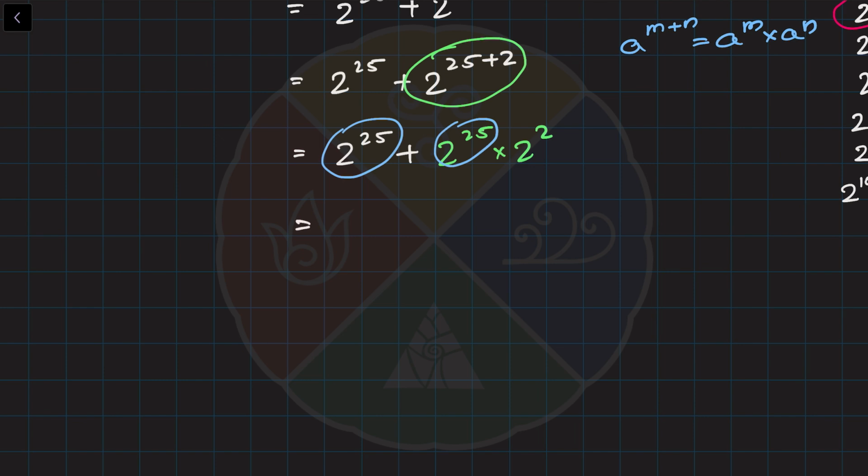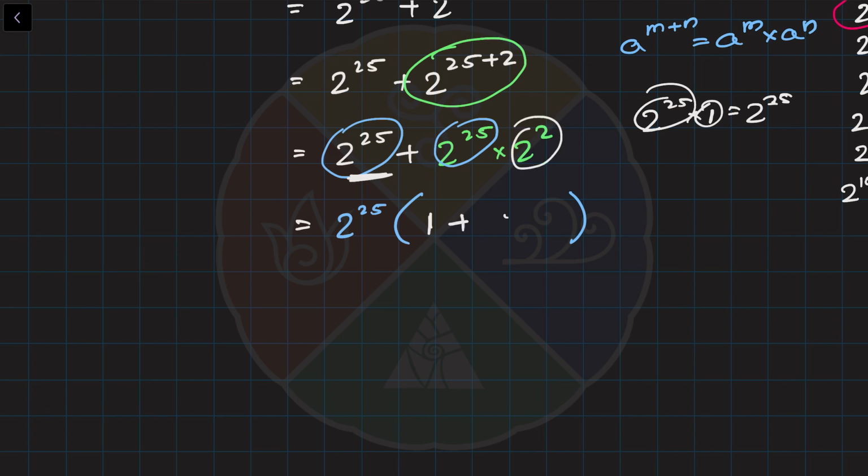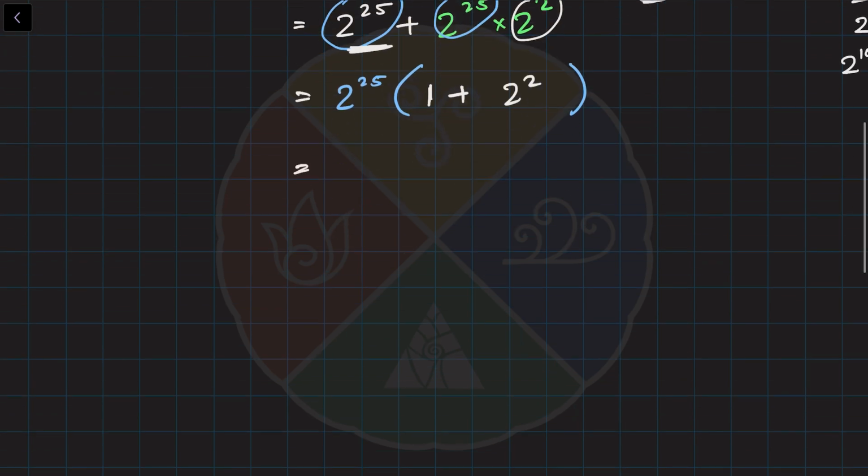And then you will be getting 2 raised to 25 into, see here, this is actually not 2 raised to 25 into 0, it is 2 raised to 25 into 1, because any number could be written like that. So once you take this outside, 1 will be left. So 1 plus, and here 2 square will be left, that is 2 raised to 25 into 1 plus 4, or 2 raised to 25 into 5.